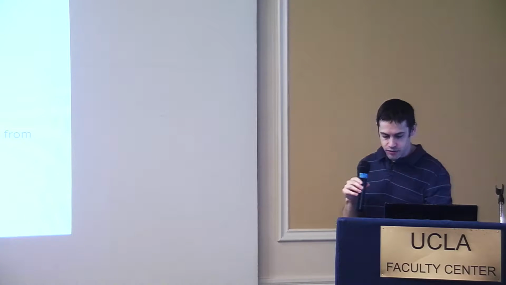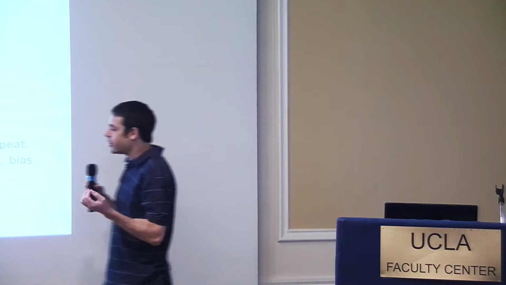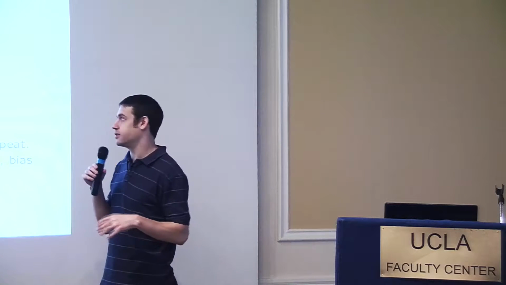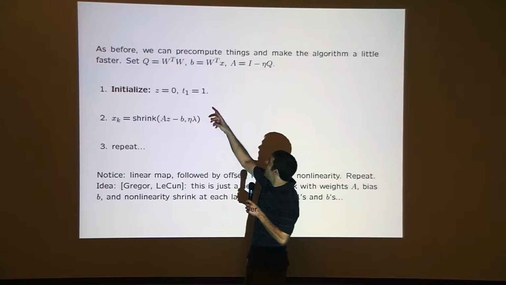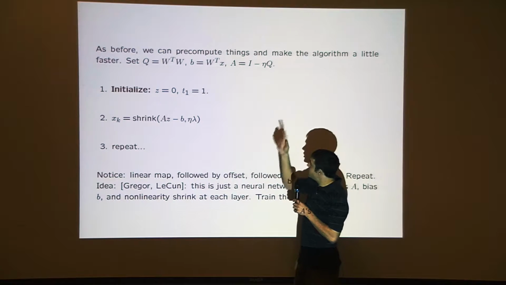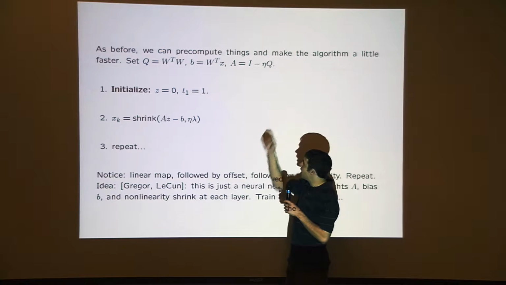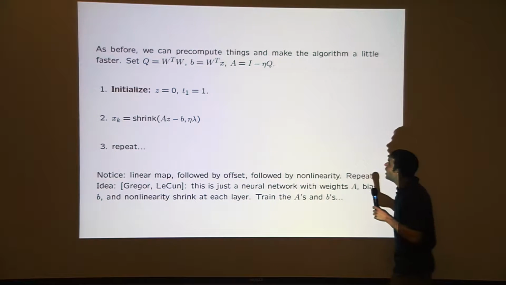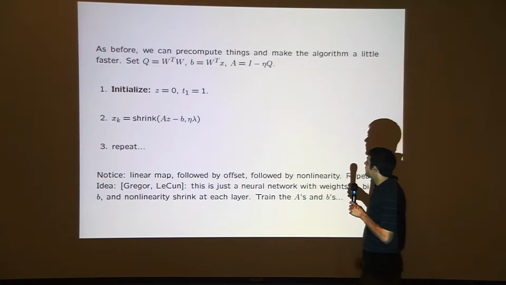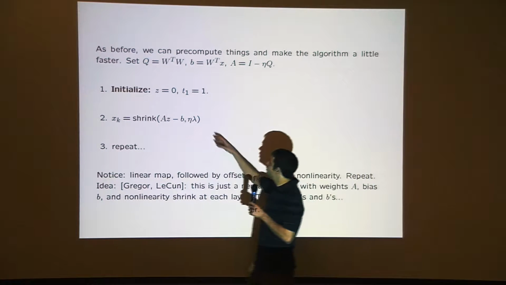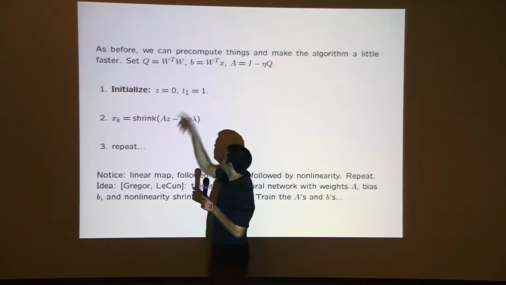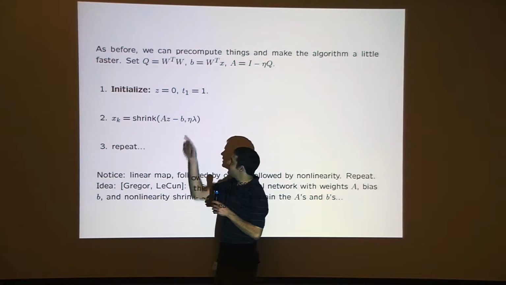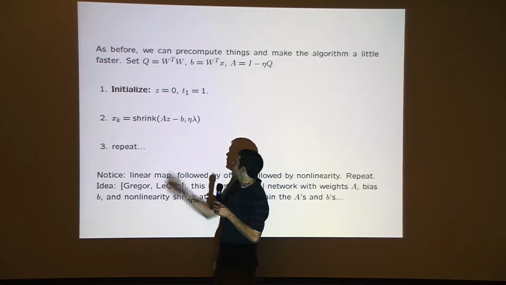If you rewrite ISTA with the correct variables, and they really are the correct variables, because if you want to code it, it's actually nicer and faster this way. You pre-compute the covariance matrix, and you compute B, just the product of W times X, the dictionary matrix times the data, once. And you let the matrix A be I minus eta Q. So what does ISTA look like? Ignore this T1 here. You initialize z equals 0, and then you just keep iterating these steps: A z minus B, shrink by eta lambda.